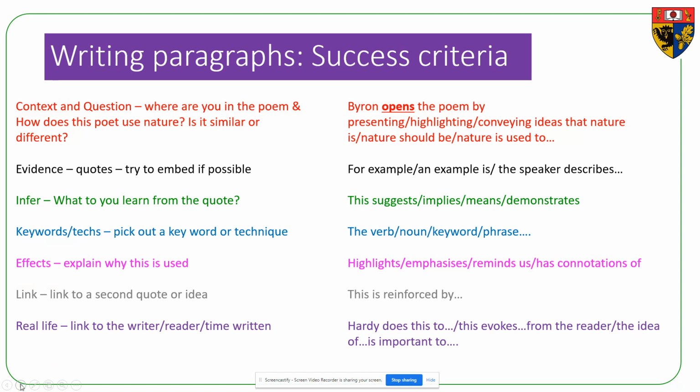But essentially, the key things you need to get from this are, number 1, always start with a link to the question and where you are in the poem. Always use evidence and pick it apart. So if you look at infer, keywords and techniques and effects, all of them kind of go together to pick apart and analyze the quotation in lots of detail. Always make sure you've got at least 2 quotes in the paragraph that you're writing. And finally, always end with a real life link. So that's a link to the writer, to the reader, or the time written. And I've got a couple of tips for that just at the end of this video.